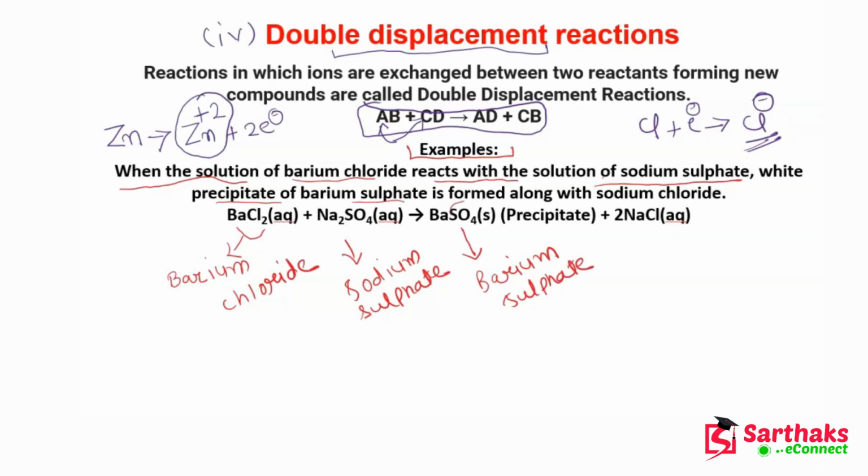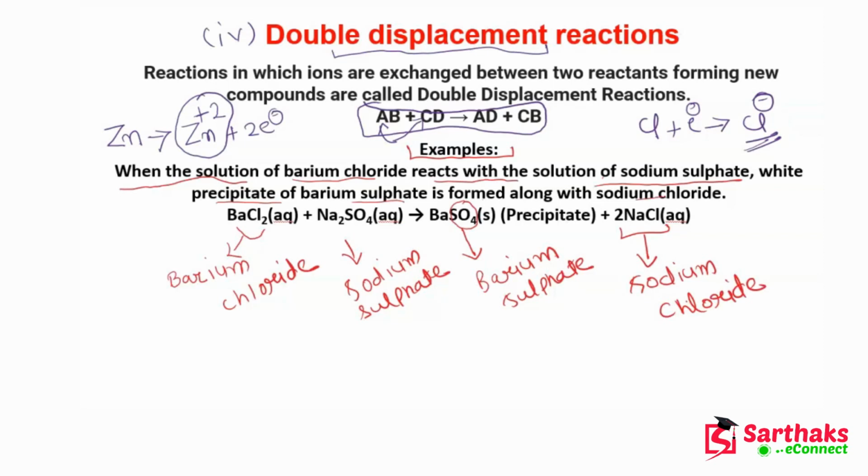When this sulfate ion was with Na, meaning sodium, we were calling that compound sodium sulfate. But now it is with barium, so we are calling it barium sulfate. And this is NaCl. This is sodium and this is chlorine. When sodium combines with chlorine, we call it sodium chloride.